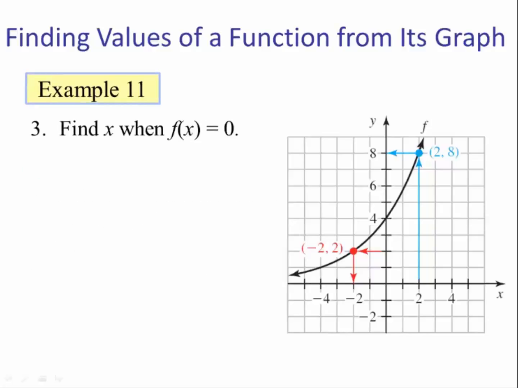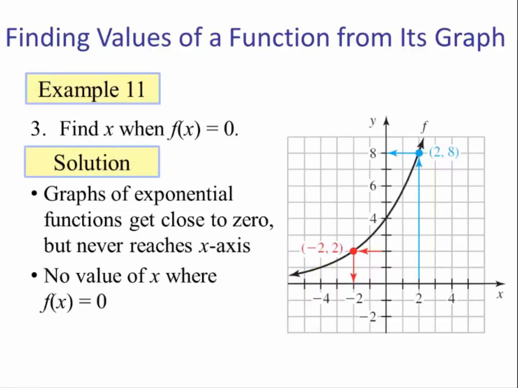Example 11. Find x when f of x equals 0. So we go to the y. Here's where y is 0. And we want to know what x it will be when y is 0. Well, this x-axis is a horizontal asymptote, so this graph will get close to 0, but it'll never equal 0. So there are no values of x where f of x equals 0.